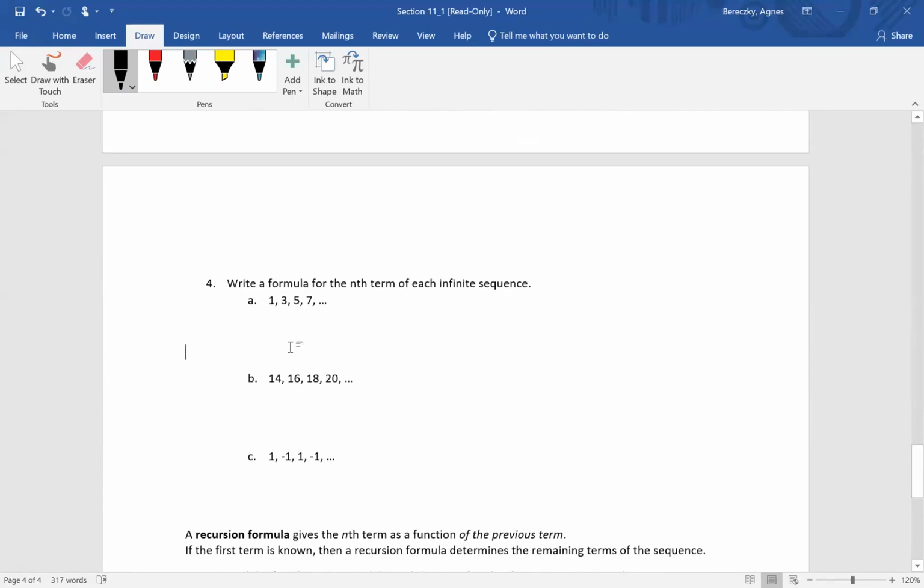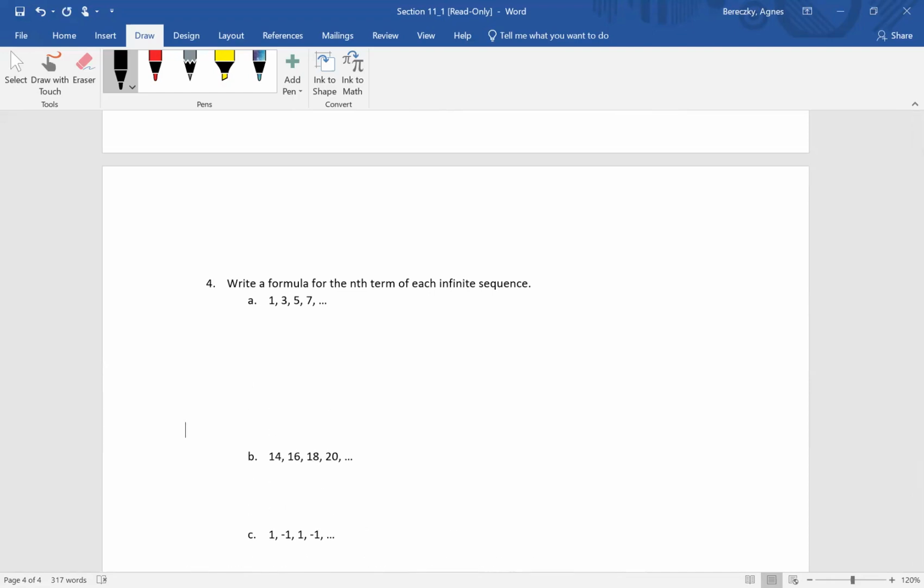Write a formula for the nth term of each infinite sequence. When we try to write a formula, we try to find some sort of a pattern between the listed terms. It can be some addition or some multiplication or subtraction. So if I want to write these terms, A1 is 1, A2 is 3, A3 is 5, and A4 is 7.